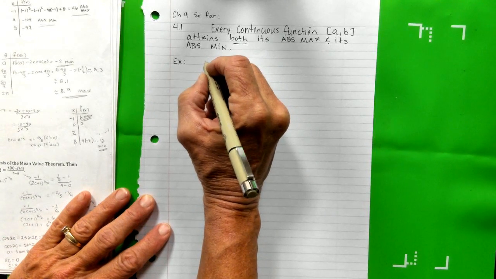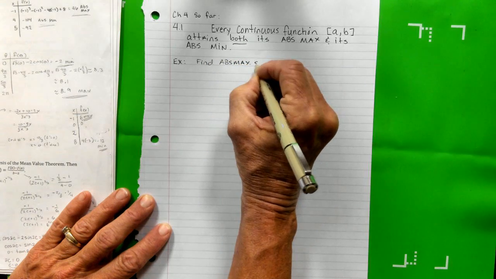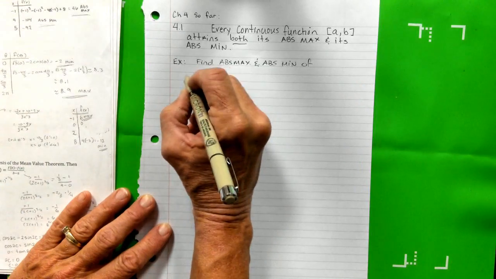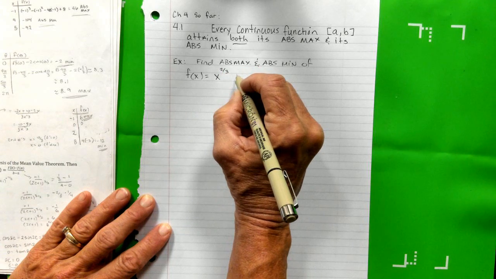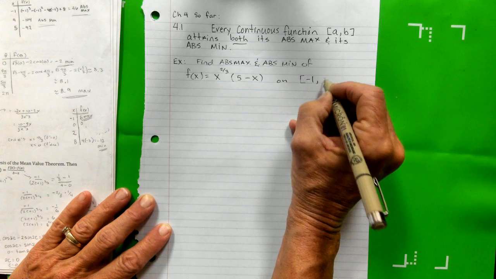Find the absolute max and the absolute min of the function f of x is equal to x to the 2/3 times 5 minus x on the interval from -1 to 8. Did we do this one yet? Zoom in.